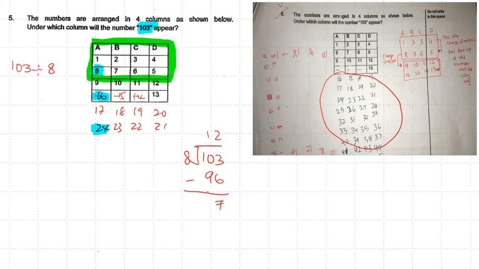Why is it so? Because if I were to do this, now I know I should have 12 sets of this. So this is my first set. Then I go for my second set. So I will go for my second set here.